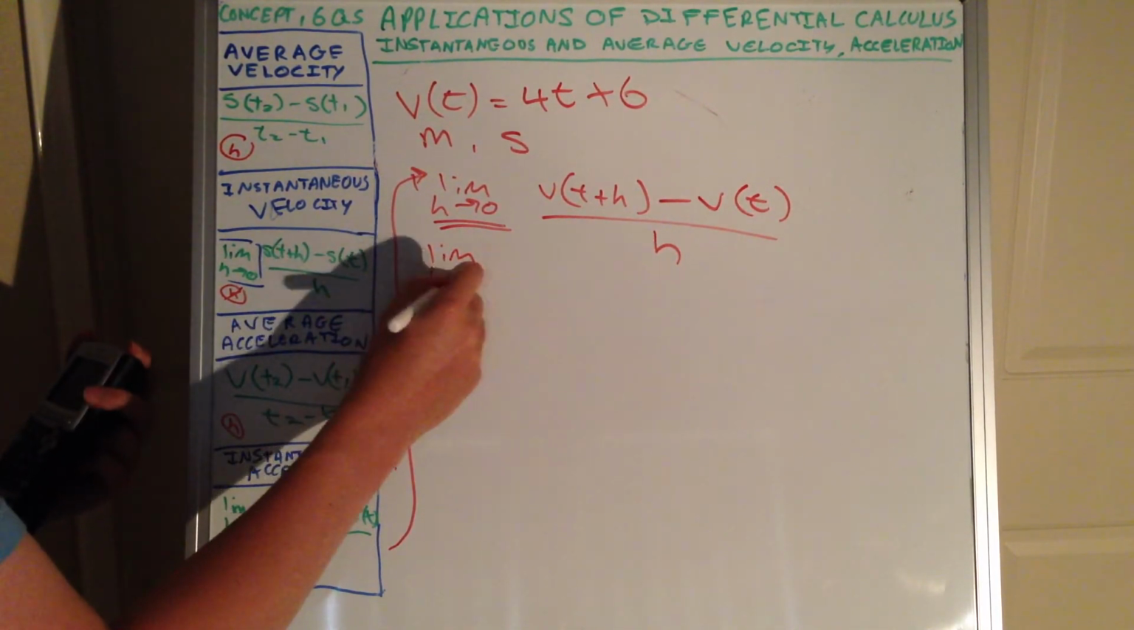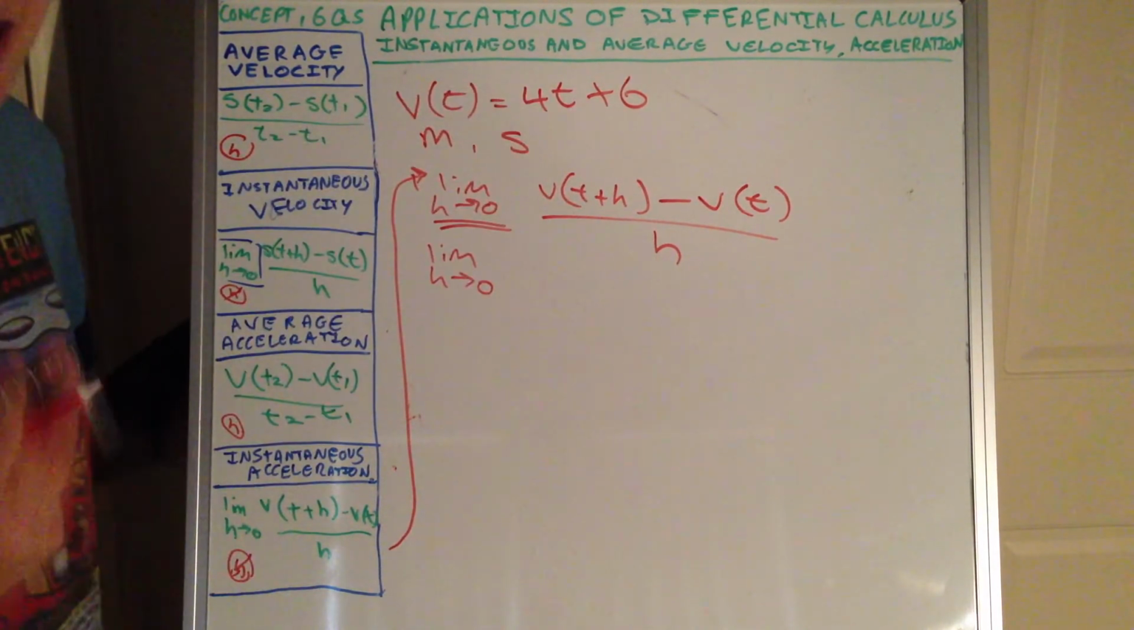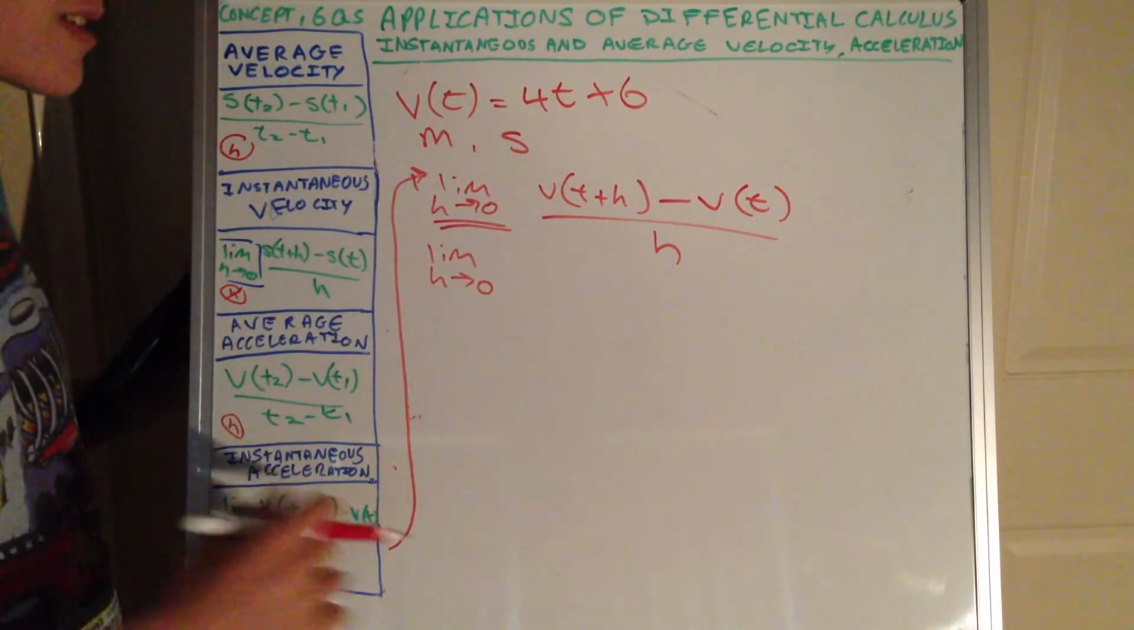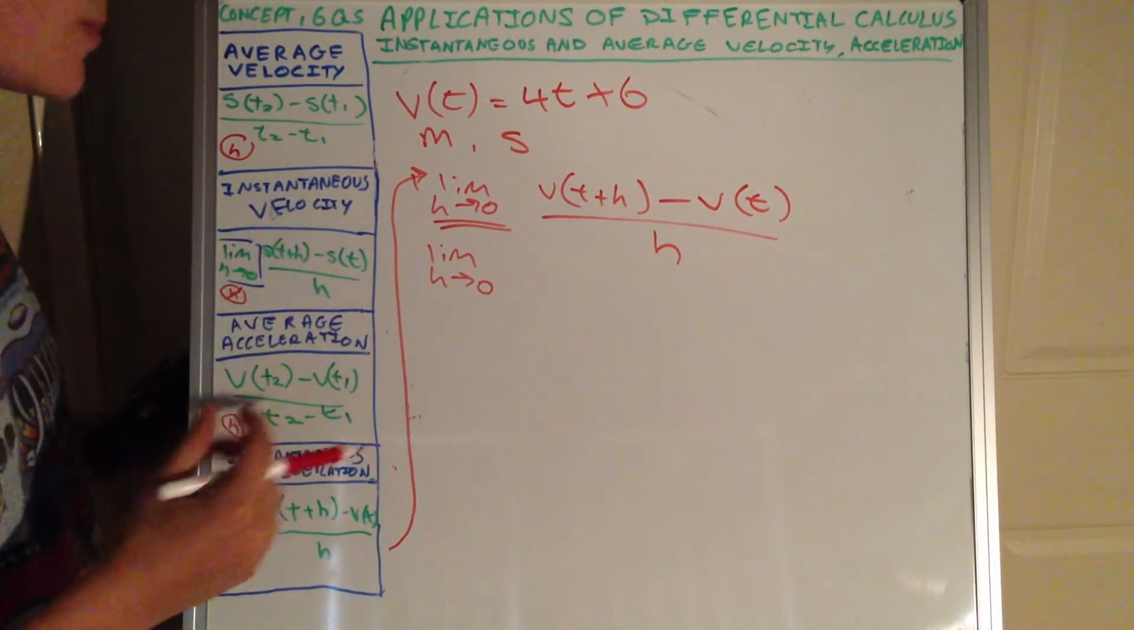The limit as h approaches 0, and again we just put in t plus h wherever there is a t in the original function for this part, because again it's just like having the f of x plus h in your first principles.